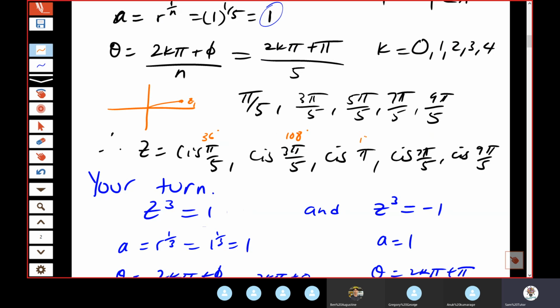108. Do the next one. 180. So we know 180 is definitely here. Z3. Do the next one. 75? Oh, I was just reading. 252.